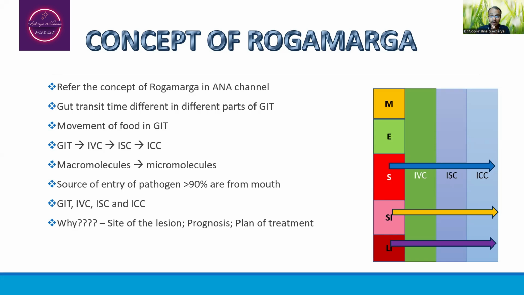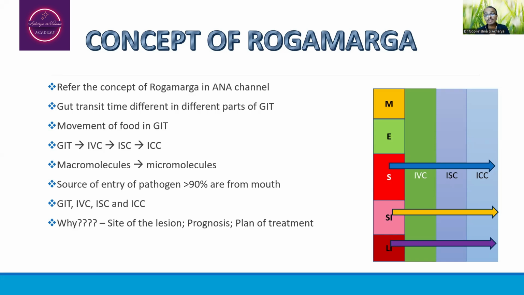Then these micromolecules are absorbed from the stomach, small intestine, and large intestine. They will be entering into the portal system. From there, they will be entering into the heart. From the heart, they will be entering via the aorta to the capillaries of the cardiovascular system. From there, they will be entering into the interstitial compartment. From the interstitial compartment, they will be moving into the cells. That is what we call the intracellular compartment.